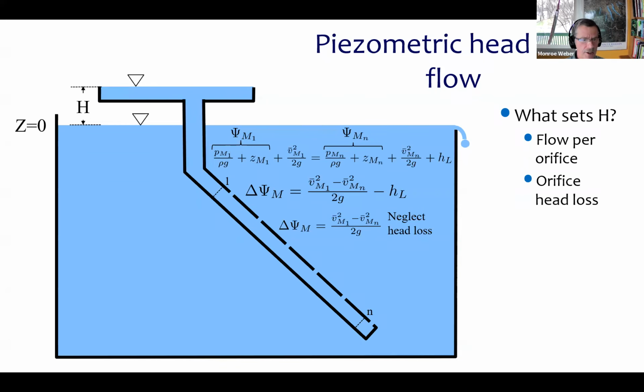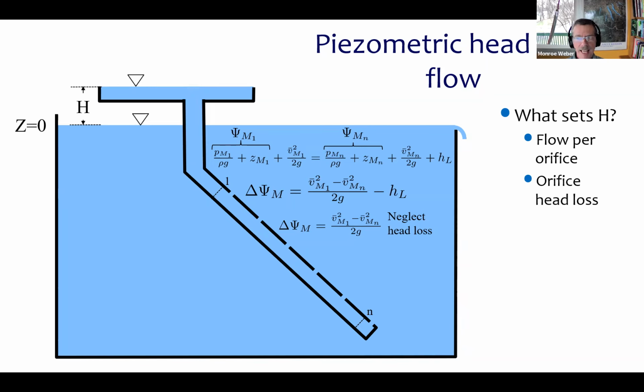This is where the surprise pops out. Where is piezometric head highest in that pipe? VM1 is a big number. VMN is a small number. So that means that delta piezometric head is a positive number, which means that piezometric head is actually increasing in the direction of flow.